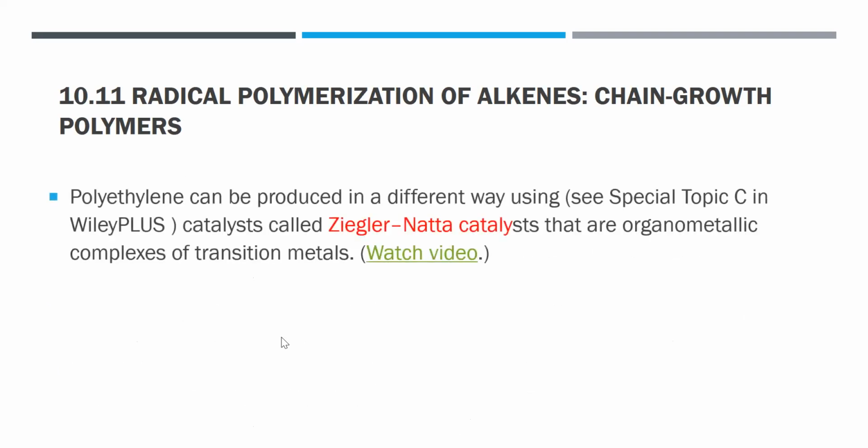Polyethylene can also be prepared in different ways using catalysts, Ziegler-Natta catalysts, which are organometallic complexes of transition metals. What is that? You can watch it in the video. This one is prepared via the use of a Ziegler catalyst.